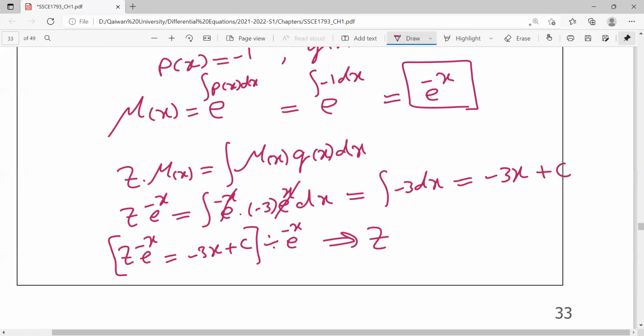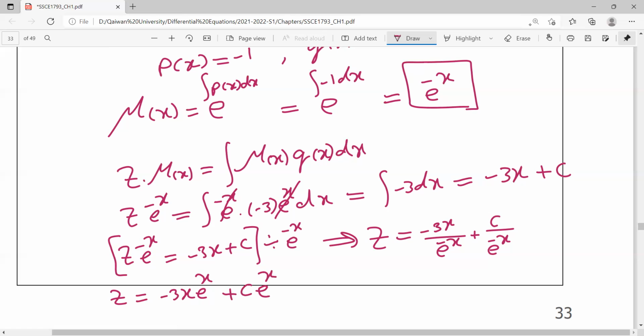It becomes z equals -3x, dividing by e to the power minus x, plus c over e to the power minus x. Now we can move these exponentials of -x to up, and we get z equals -3x e to the power x. When you move it to up, the exponent becomes positive. It's negative. Moving from denominator to numerator, the sign of the new exponent is going to be changed from negative to positive. Plus c e to the power x.